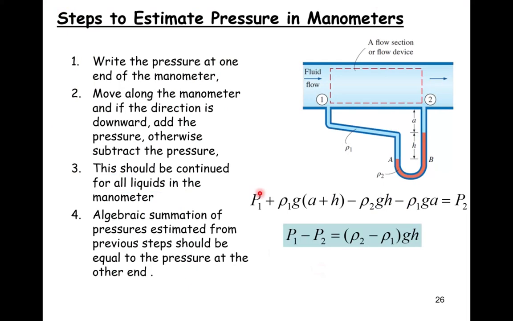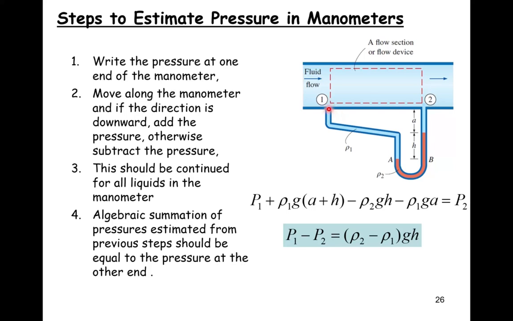Okay, how to estimate? This step is important for a manometer like this. If we want to estimate the pressure difference between point 1 and point 2, or if we know the pressure at point 1 and want to estimate the pressure at point 2, we can simply work it out. What we will do is start at one end of the manometer.